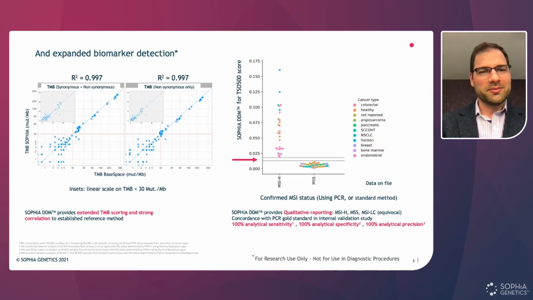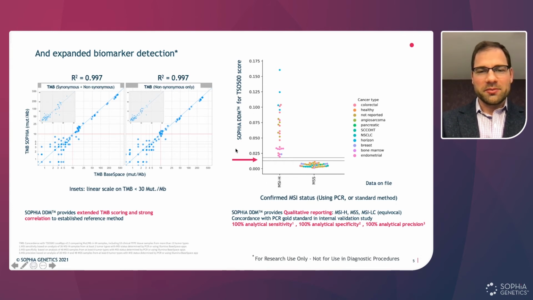For TMB, the SOPHiA solution delivers highly accurate performance, as demonstrated here on the left by high correlation to Illumina BaseSpace. But the benefit here is that the SOPHiA solution also shows TMB scores in two formats. So as TMB based on synonymous and non-synonymous mutations, which is the most common way of establishing tumor mutational burden, but also as a TMB score that's based only on non-synonymous mutations, which is preferred by many customers as well.